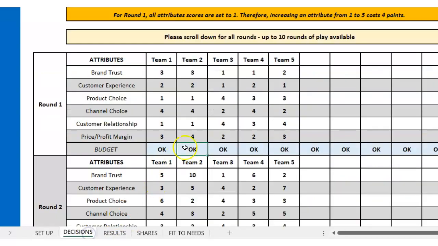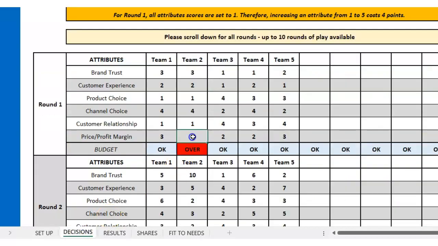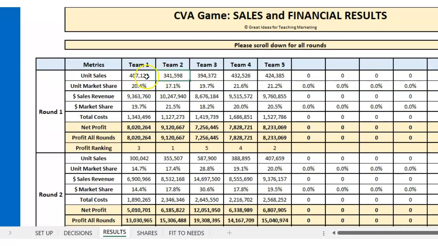But if they go too high, they might be able to do this. The game will still run. Okay, you're over budget, but it'll still run. But just to show you what will happen. Okay, so their sales are a little bit less now, but their margin's still quite high. And if we went all the way to the maximum, we can see that Team 1 has better sales because they offer better value.